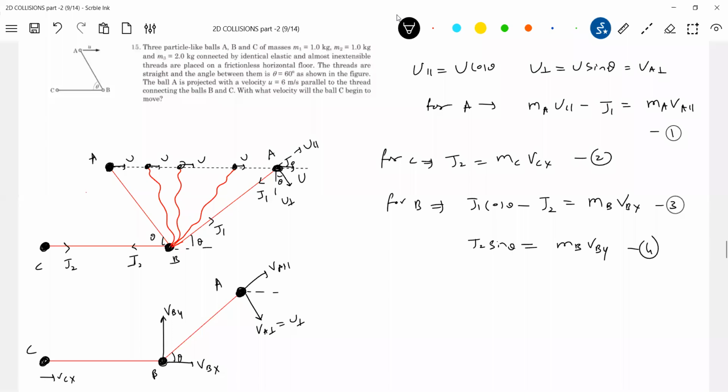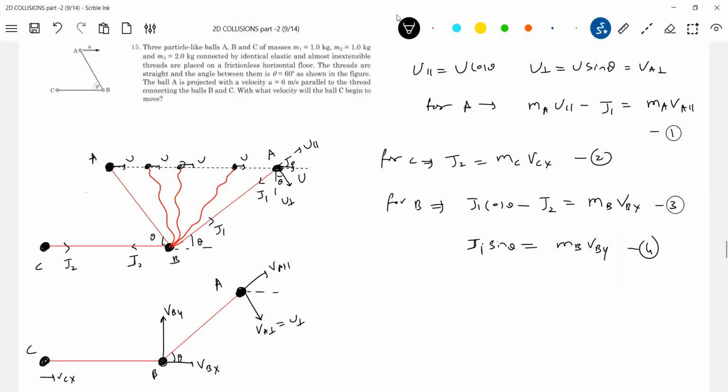Sir, in the fourth equation, shouldn't that be J1 sin theta? What did I write now? J1, okay, J2, fine. Sir, the fourth equation, the symbol. J1 sin theta equal to MB VBY. Okay, fine, yeah. Now, what to do next after this? Unknowns are more, no?